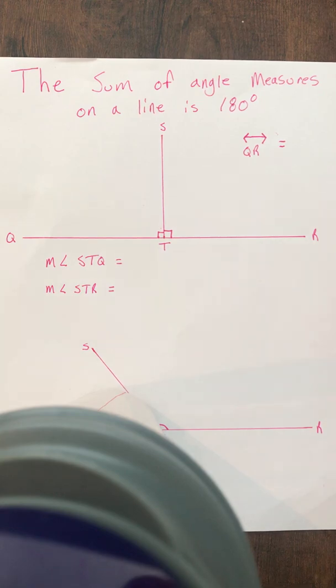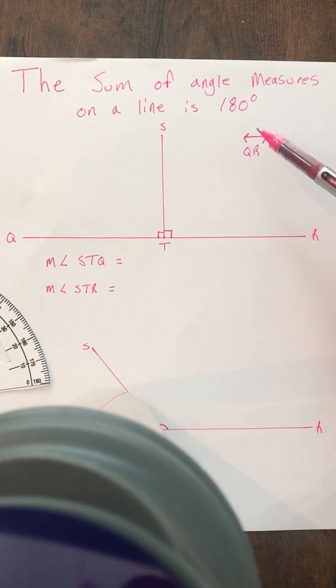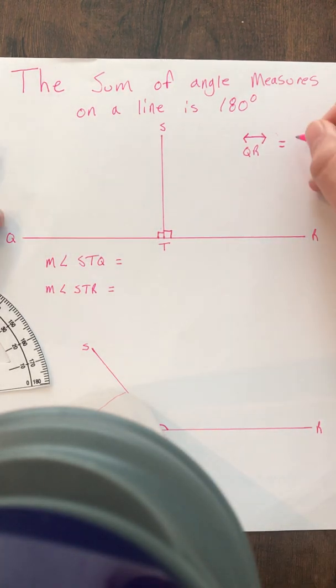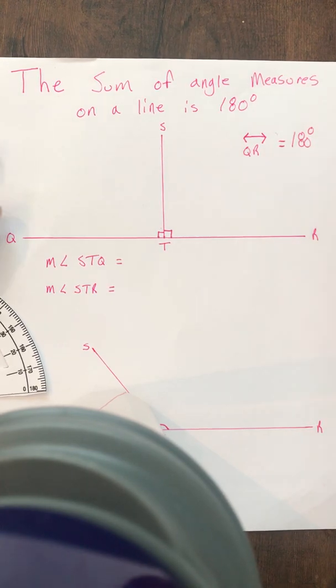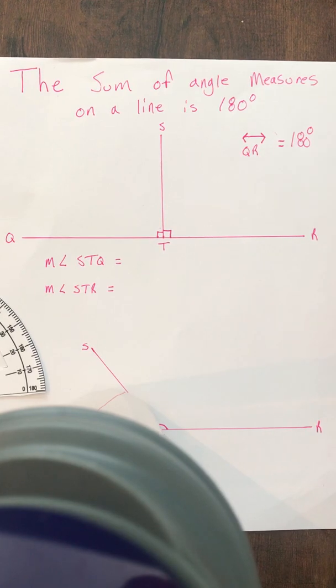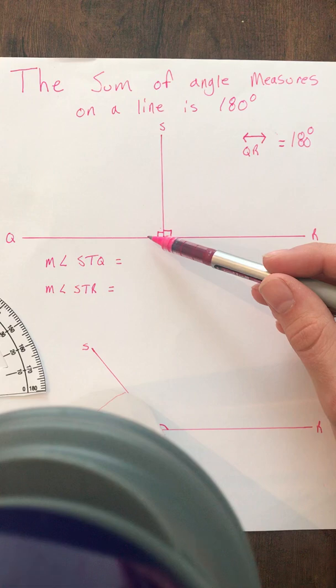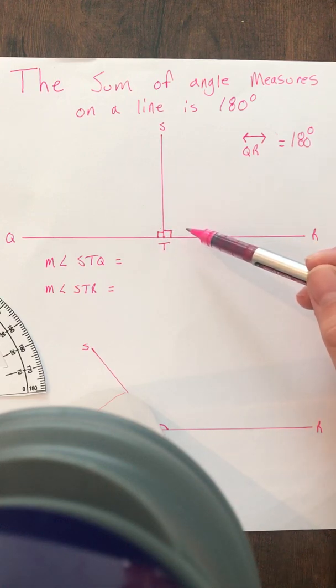The first thing we need to remember when we're finding angles on a line is that the sum of my line here, which is line QR, is always going to equal 180 degrees. So when I'm finding the angles that come off of a line, I need to always remember that when those angles are added up, the sum of those angles is going to equal 180 degrees.